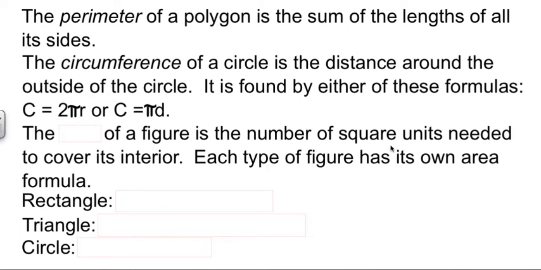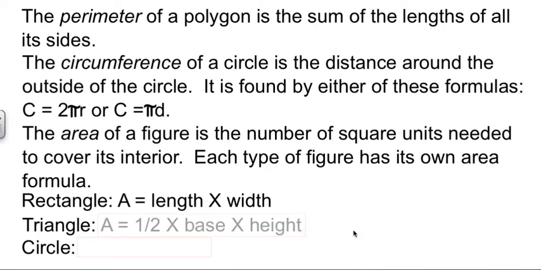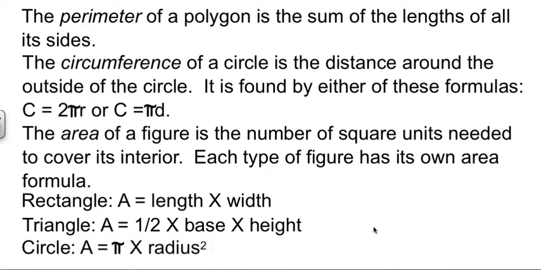Now, if we want to know how many square units it takes to cover the interior, that's called the area of the figure. And each type of figure has its own formula. For a rectangle, it's length times width. Probably already knew that. For a triangle, it's 1/2 the base times the height. And for a circle, area is pi times the radius squared. Okay. So some things you probably already knew, but it doesn't hurt to refresh your memory.